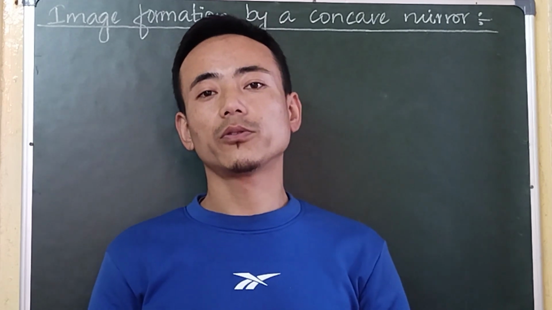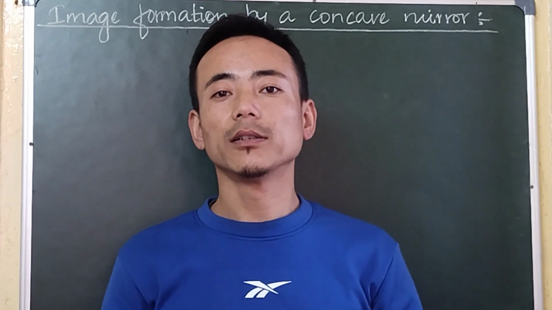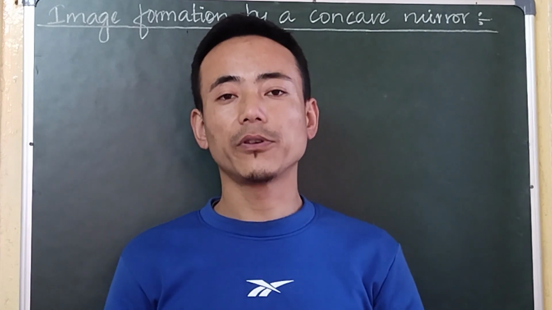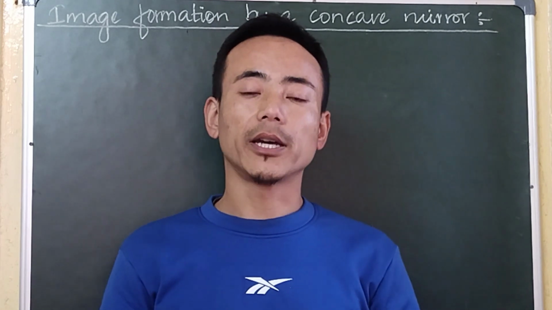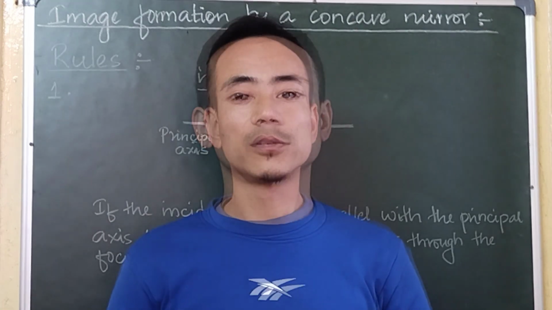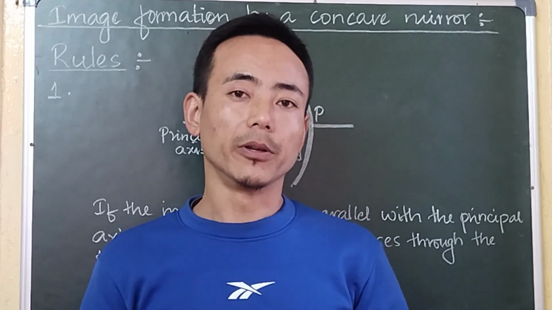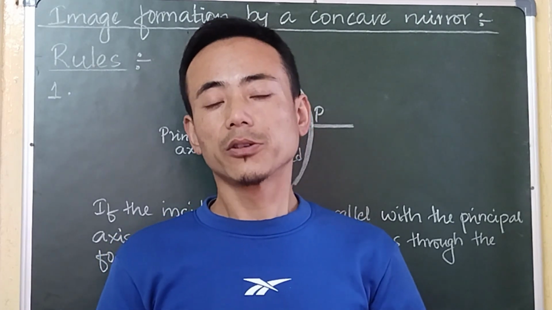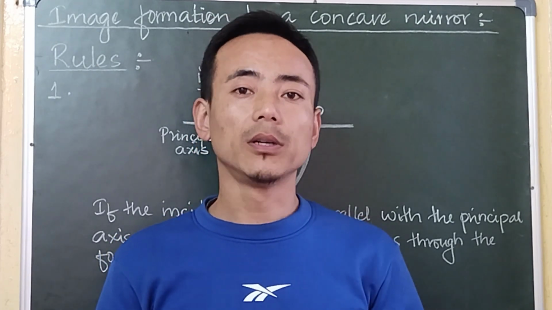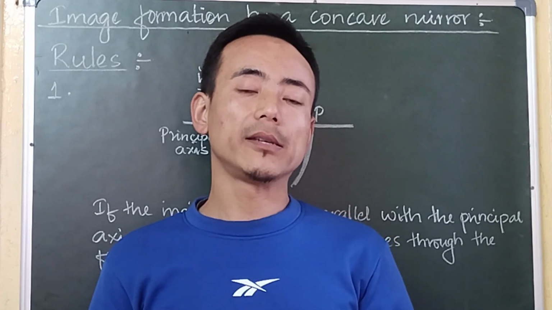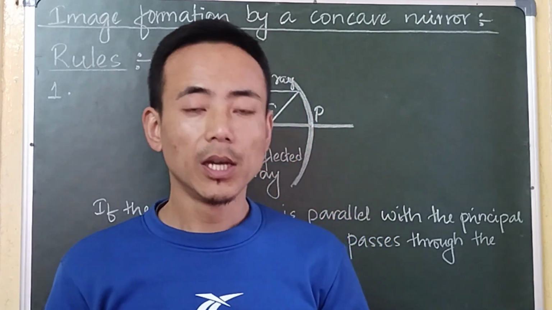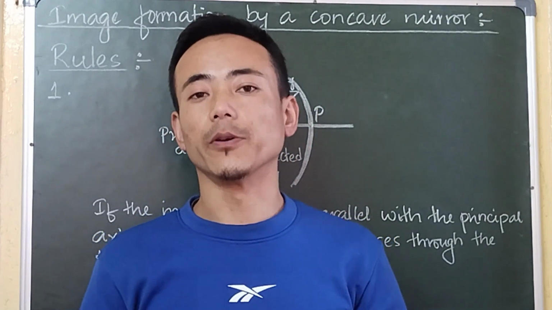But before we go to the image formation, we need to learn the rules. We have a few rules to remember, and with the help of the rules we can form the image by a concave mirror. So before we do the image formation by a concave mirror, we must know the rules. There are three rules to remember, and if you know the rules, then we can easily do the image formation. So let's start with the rules for image formation.